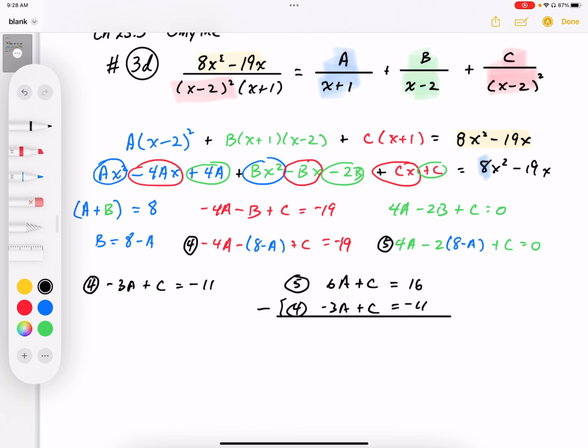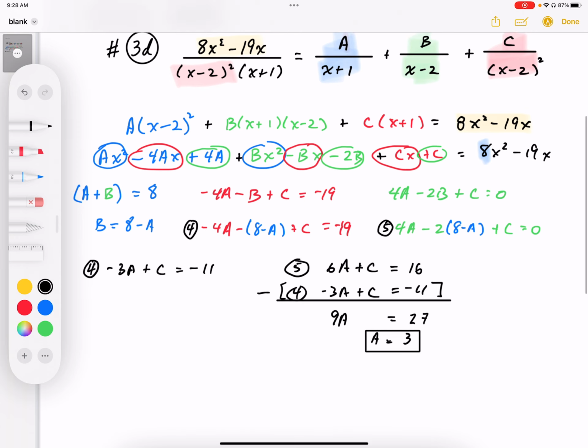I'm going to subtract all that, making sure I keep track of my sign. So that's going to be plus a. The c's cancel out. 16 minus negative 11 is positive 27. It's really important that you keep track of your signs. Okay, be careful with your signs. So a is equal to 27 divided by 9, which is 3. Okay, so that's what I had in the previous example.